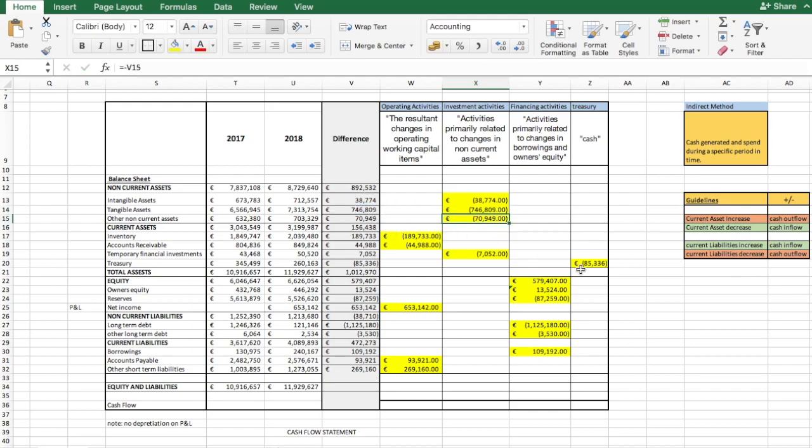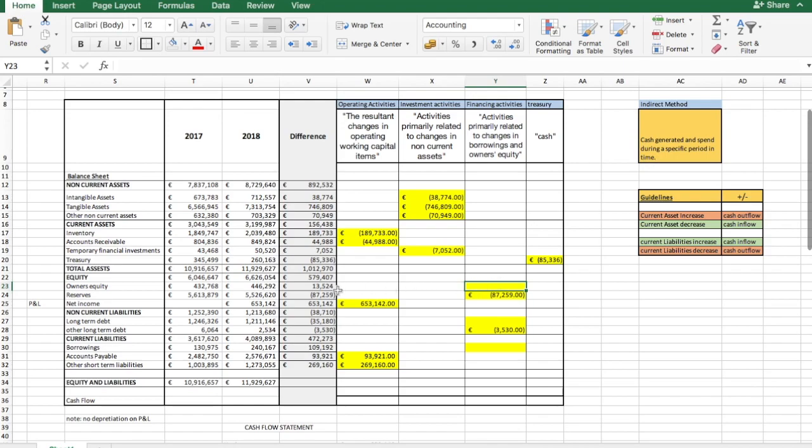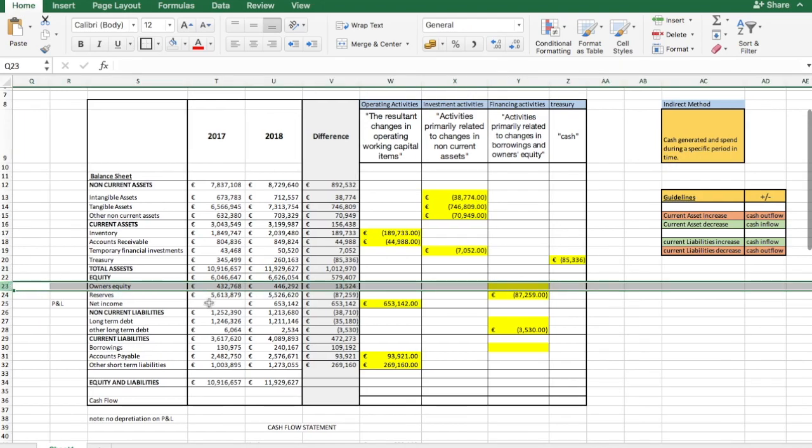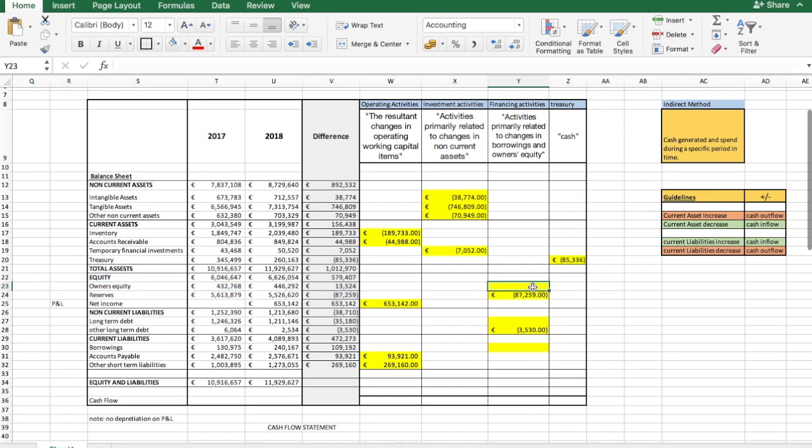So the next example, first we're going to see the owner's equity. We see that there is an increase. So the owners increase the equity by injecting money in the company. So that means that it's a cash inflow. So we put a plus.